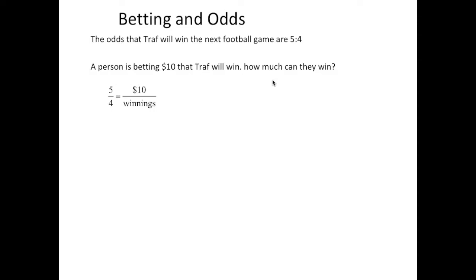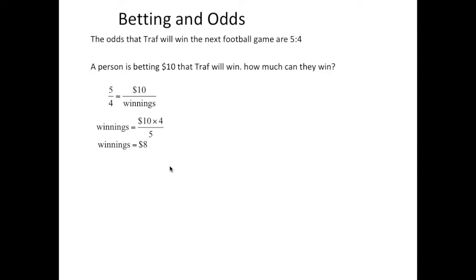Or how much will they win when Traf wins? We have 5 to 4 is 10 to what? The amount is what they're going to win. 5 to 4 is 10 to our unknown. To get the unknown alone on top, I'm going to switch it with the 5 and cross multiply the 4. So we have 10 times 4 is 40, divided by 5 is 8. The winnings would be $8.